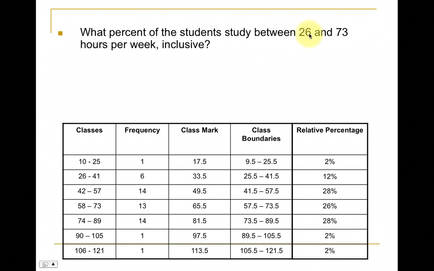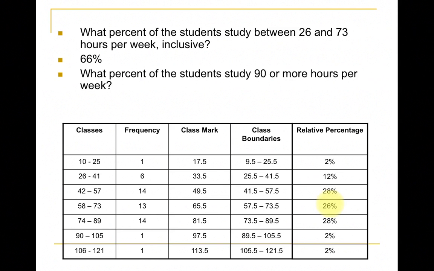Okay, if we are asked to look at a frequency distribution table and answer this question, then 26 must be a lower limit and 73 must be an upper limit. So 26, the lower limit, has 12% in that class. 73 is the upper limit. There's 26% in that class. So everything between 26 and 73 includes the percentages 12, 28, and 26, which need to be summed together. So adding those three percentages together gives us the total number of students that study between 26 and 73 hours per week. So adding that up, we'll get 66.